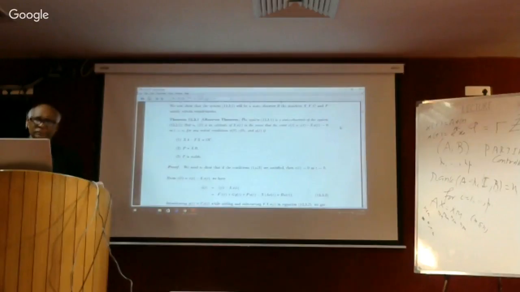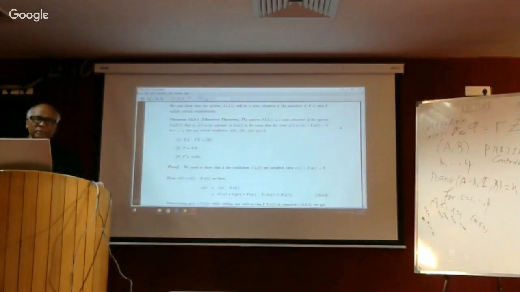And there is a way to do that, because G is very special. G is not a full matrix. It has some special structure. This can be done.